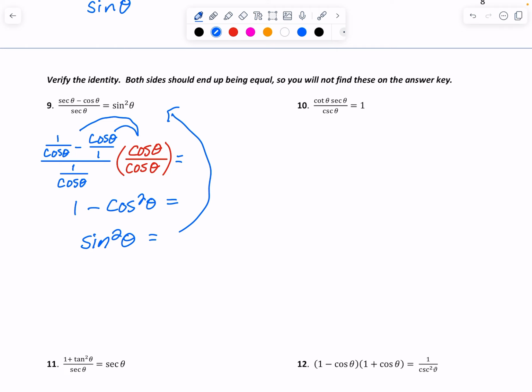Okay, number 10. Things are being multiplied, so I don't really have to go through the route I did in number 9. I can try just maybe putting them in sines and cosines, which is what we did in number 9, but I think things will probably cancel out. Okay, so let's change them all. Cotangent is cosine theta over sine theta times, okay, secant is 1 over cosine theta. And then on the bottom, we have a cosecant. That's going to be the same as 1 over sine theta.